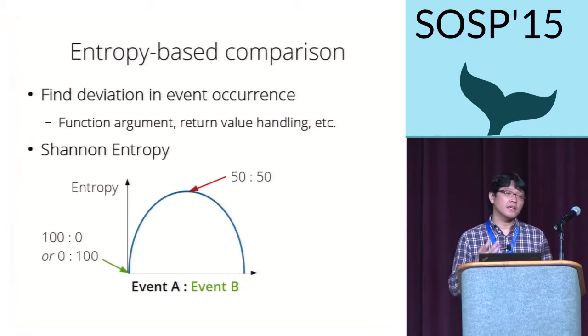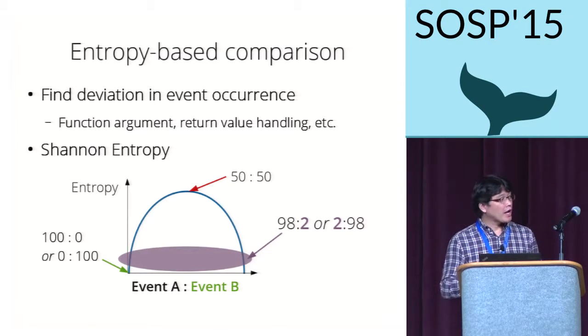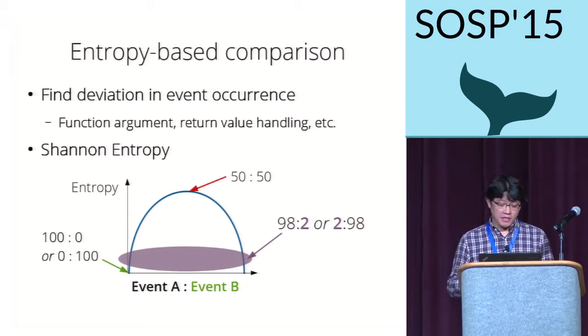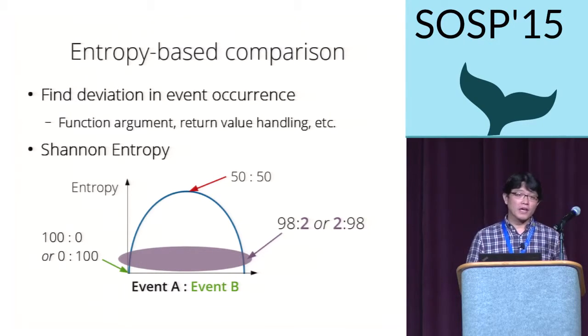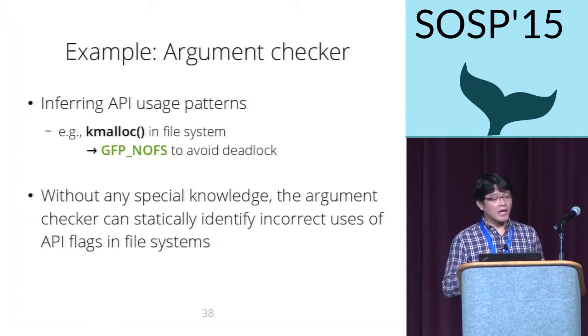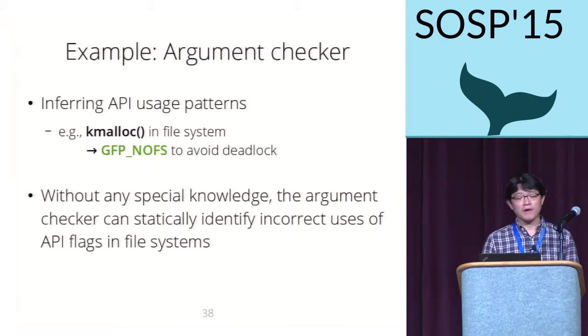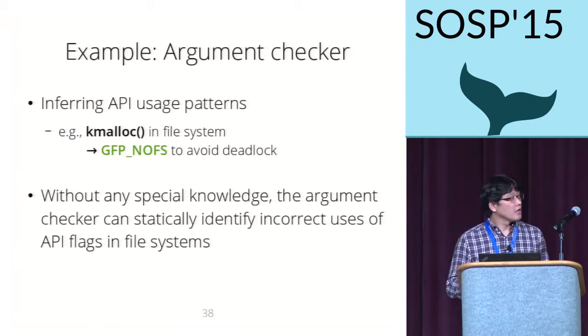In terms of finding deviation, the sweet spot we are interested in is the case with small entropy values. For example, while event A occurs 98 times, event B occurs only 2 times, we can consider event B as a deviant event. Our argument checker relies on event entropy-based comparison. Our argument checker can statically identify incorrect use of API flags in file systems without any special knowledge. In this talk, I will use the case of kmalloc, which is the kernel memory allocation API.